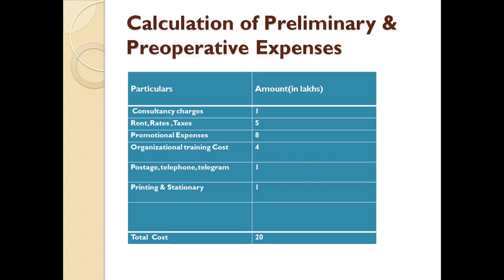The calculation of preliminary and pre-operative expenses is 20 lakh rupees, and it is allocated for consulting charges, rent, tax and rates, promotional expenses, organizational training cost, postage, telephone, telegram, and printing and stationery.